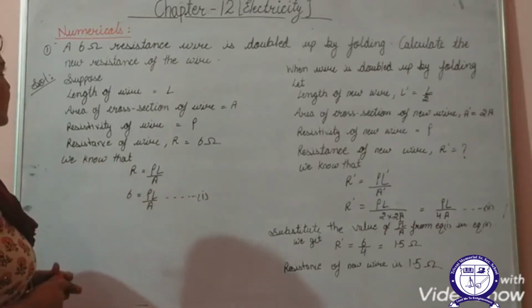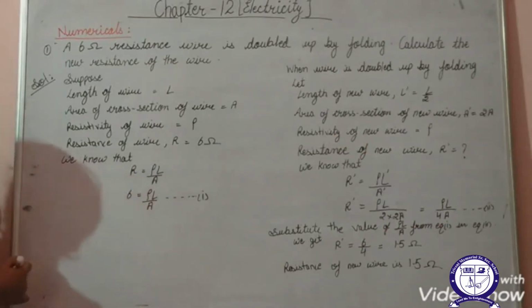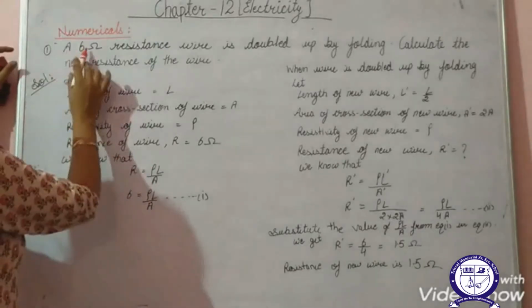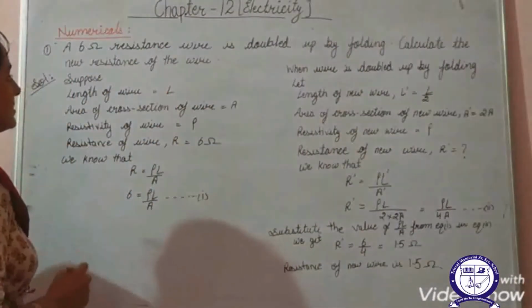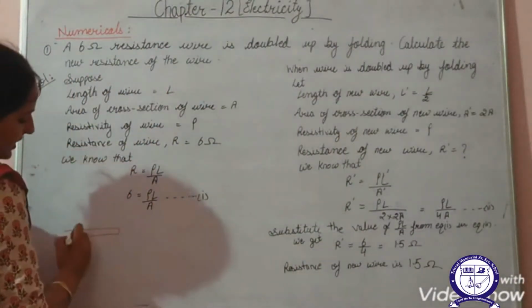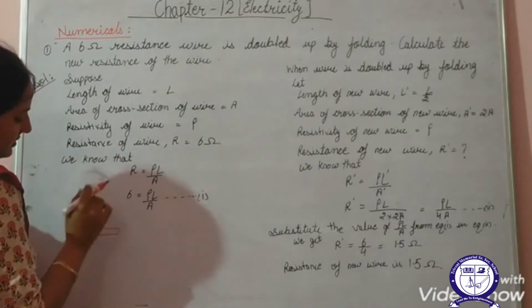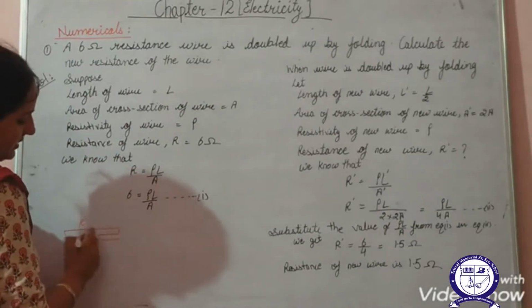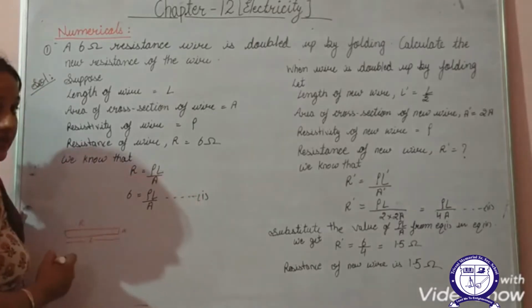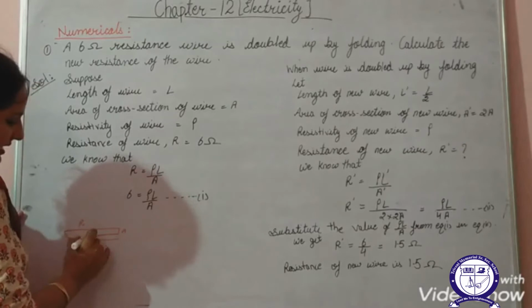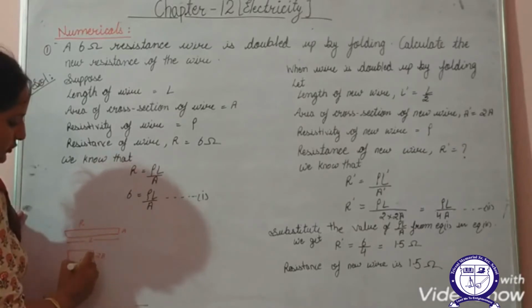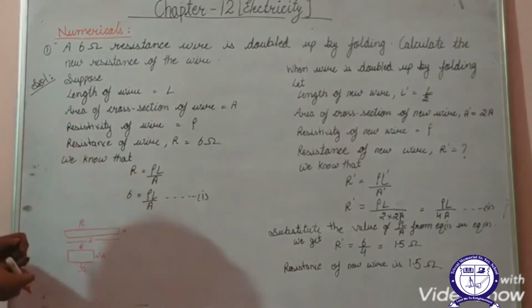Next, let's discuss numericals based on resistance and resistivity. The very first numerical is: a 6 ohm resistance wire is doubled up by folding. Calculate the new resistance of the wire. Suppose a wire is given whose resistance is R. Let us suppose its length is L and its area of cross section is A. Now we have doubled up that wire. When you double that wire, what will happen? Its area will be doubled and its length will be reduced to half. So we have to calculate the resistance of this particular wire.